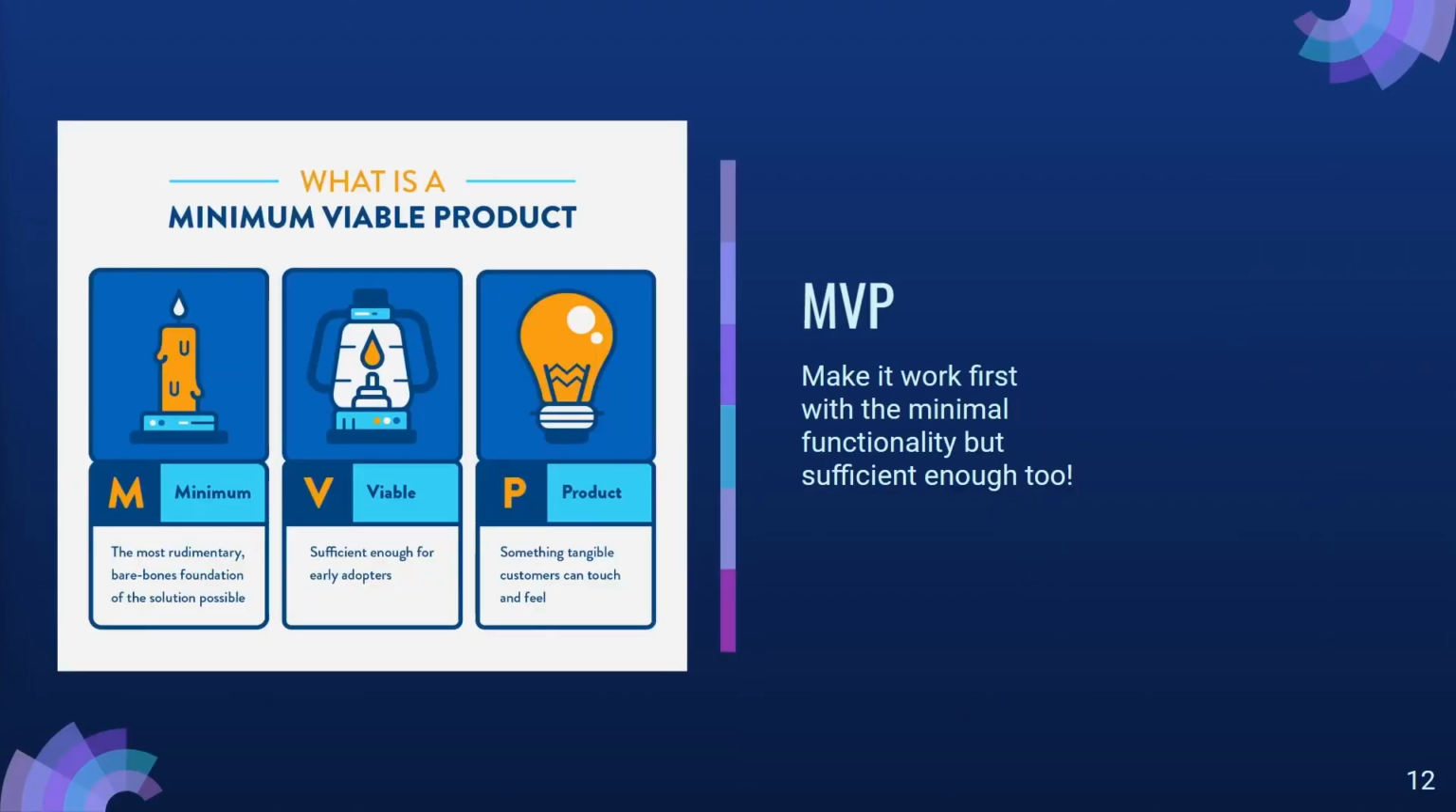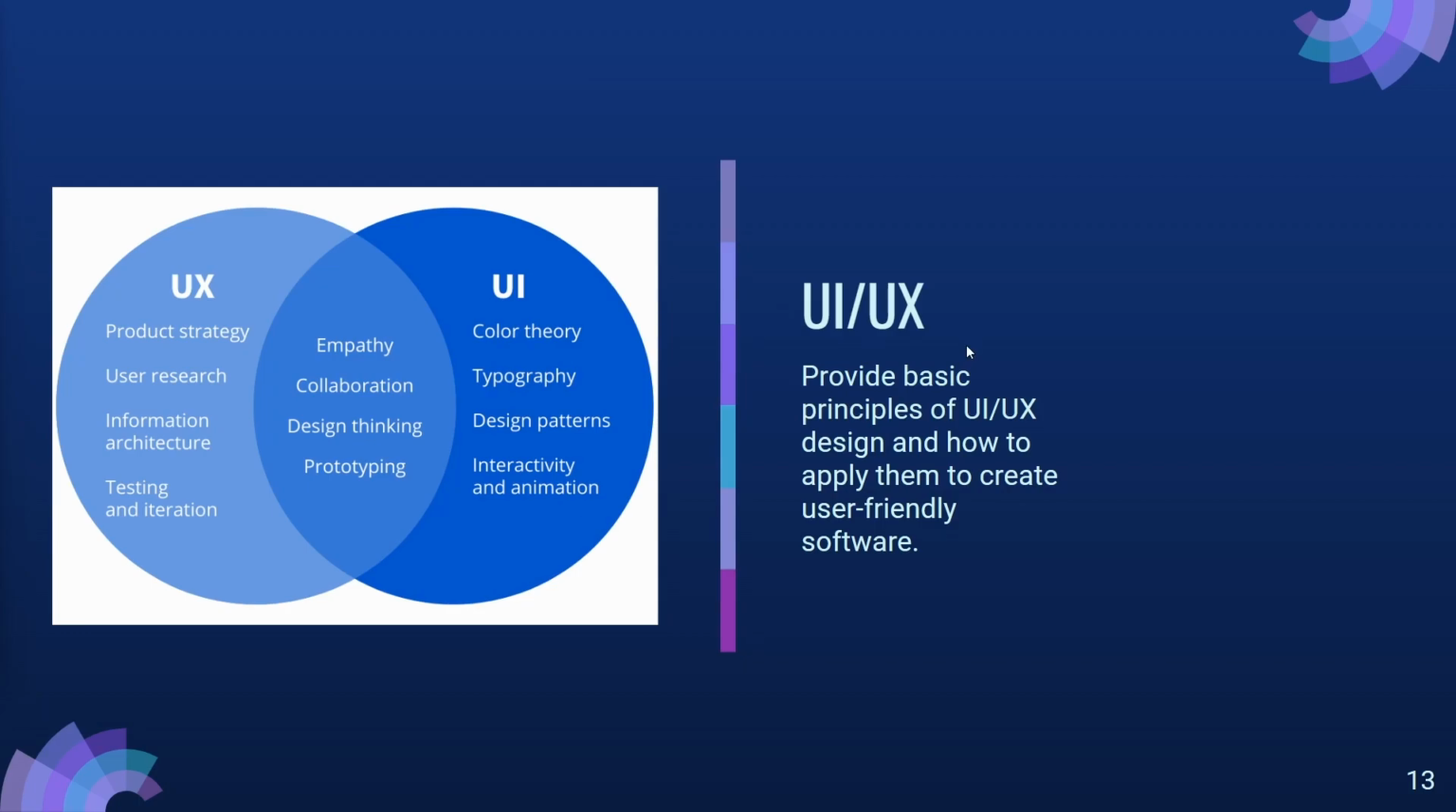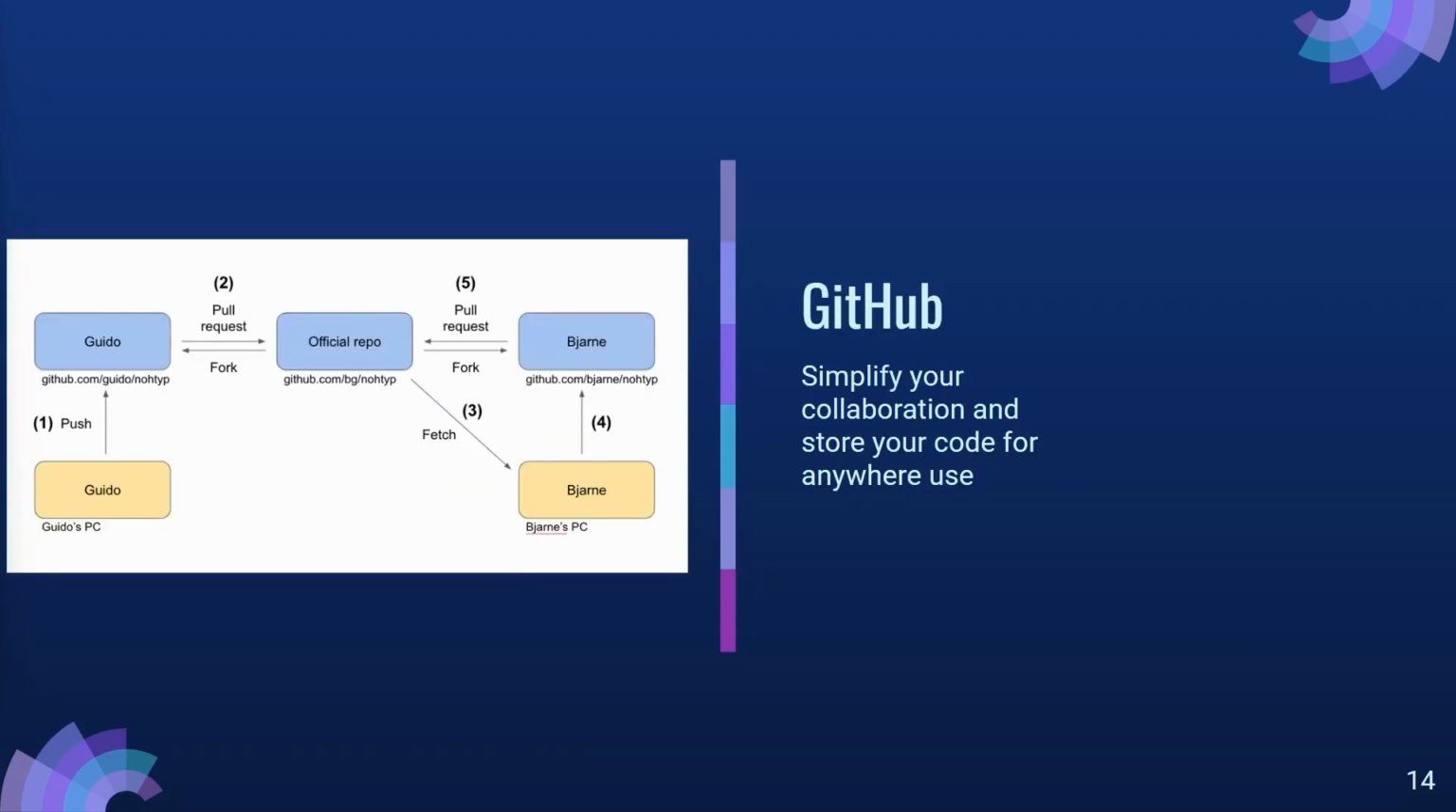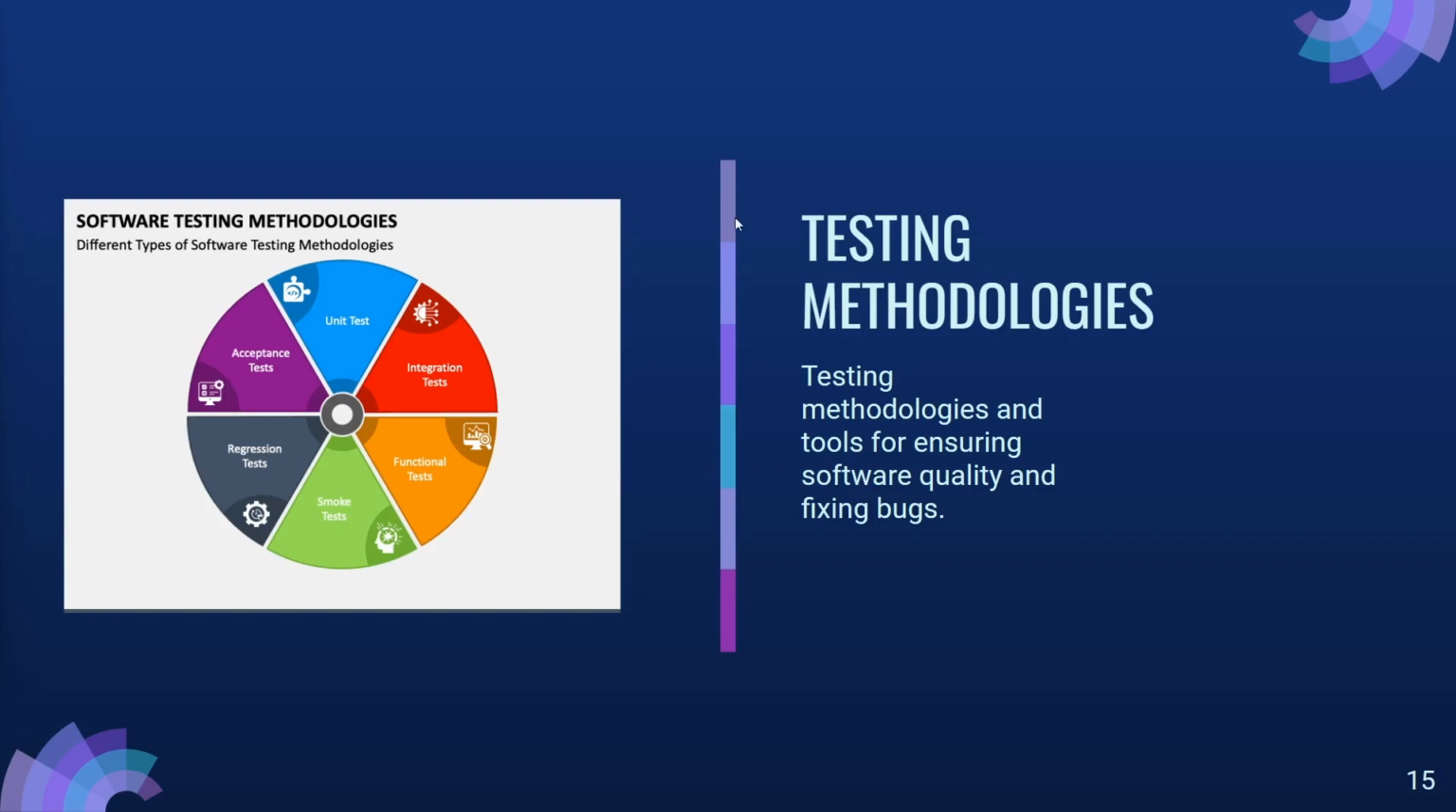Important to consider: make the minimum viable product first. So make your product work first with a minimal functionality but sufficient enough. Use the basic principles of UI UX design and apply them for a user-friendly software. Use GitHub for collaboration and storing your code. Use different testing methodologies to ensure the software quality.